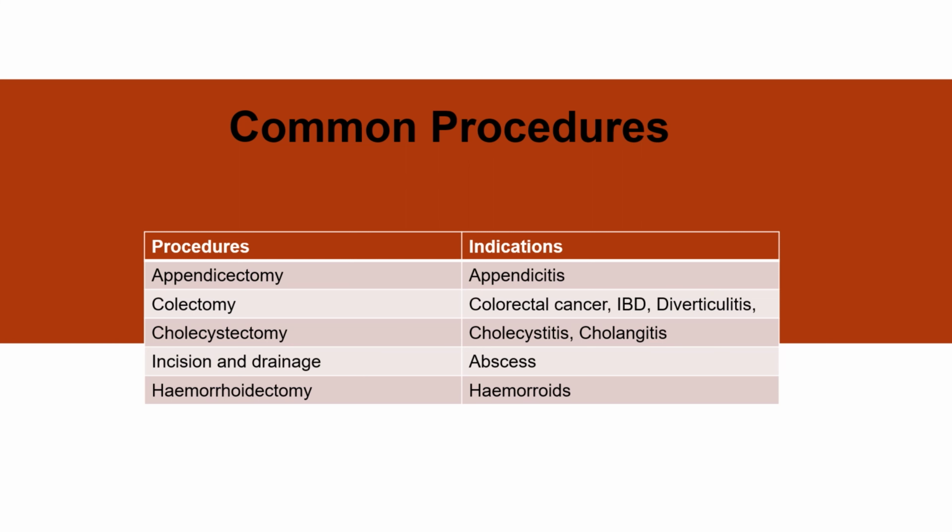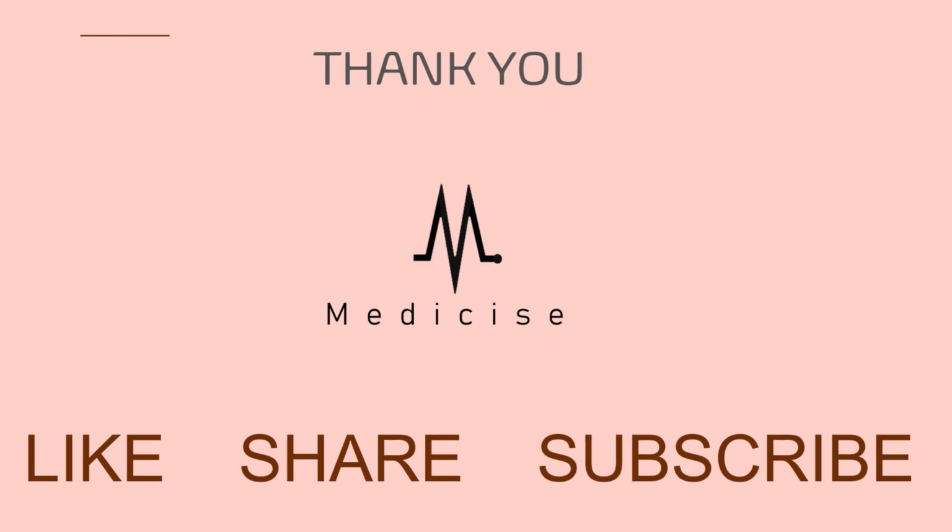So appendicectomies are very, very common in general surgeries, and that's for appendicitis. Colectomies, and that's normally done for colorectal cancers, inflammatory bowel disease, and diverticulitis. Cholecystectomies, another very common surgical procedure, and that's for managing cholecystitis or cholangitis. Incision and drainage of abscesses, and hemorrhoidectomies for hemorrhoids. Now, there are, of course, more general surgical procedures, but these are just a few of the most common ones that occur in hospital that you might like to go into theatres to either observe or even assist.